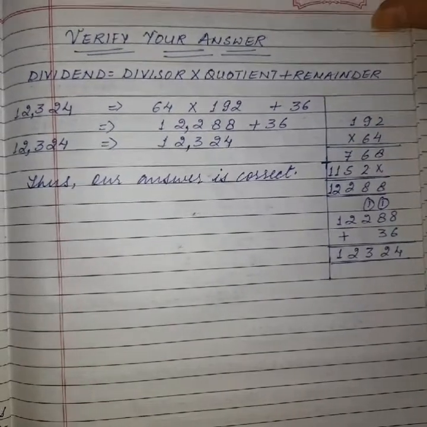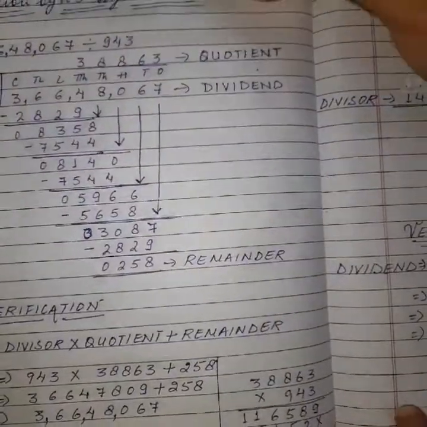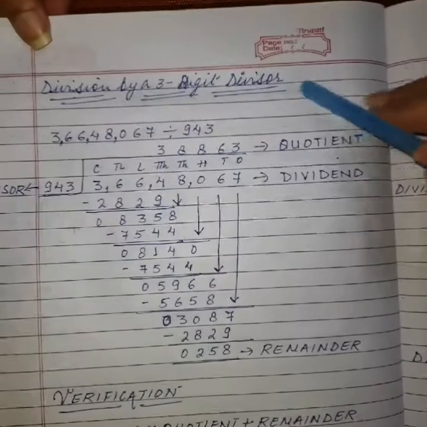I hope children you understood this. Now we will move on to division by a 3-digit divisor.